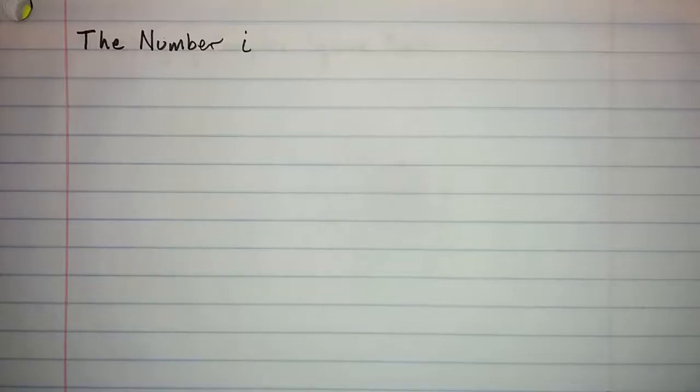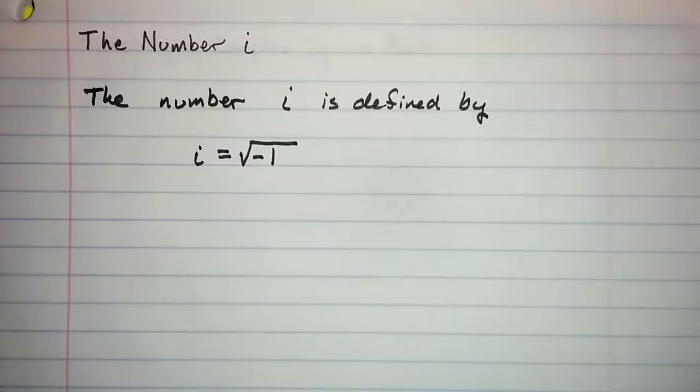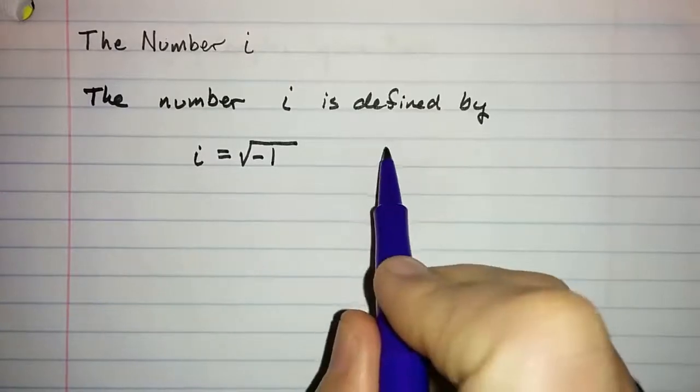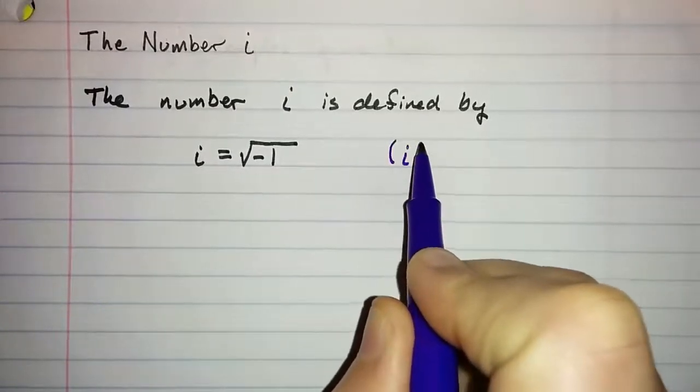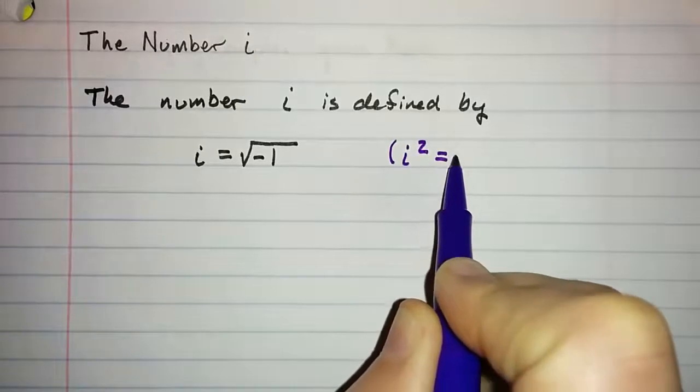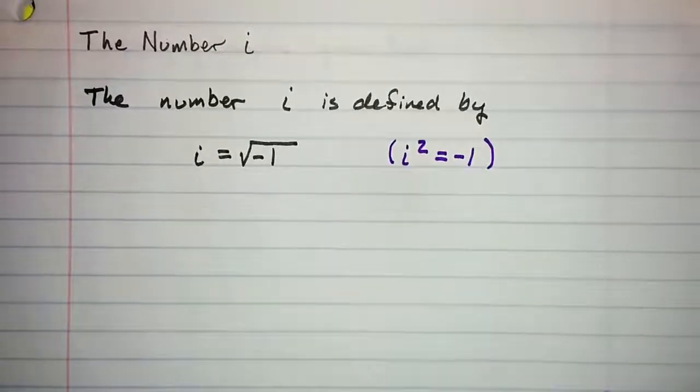What we do in order to be able to describe them is we create a new number called i. The new number i is defined to be a square root of negative 1. That is, its definition is i squared equals negative 1. What do we know about this number?